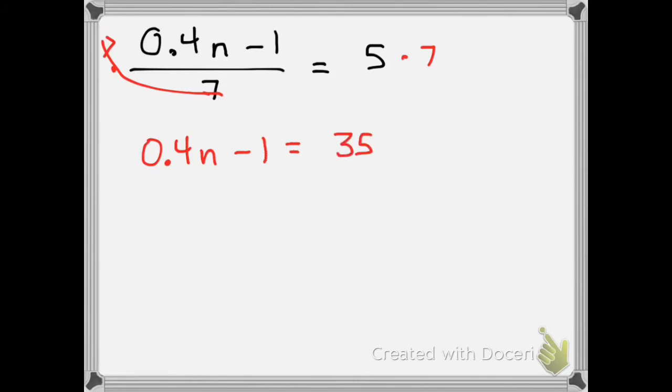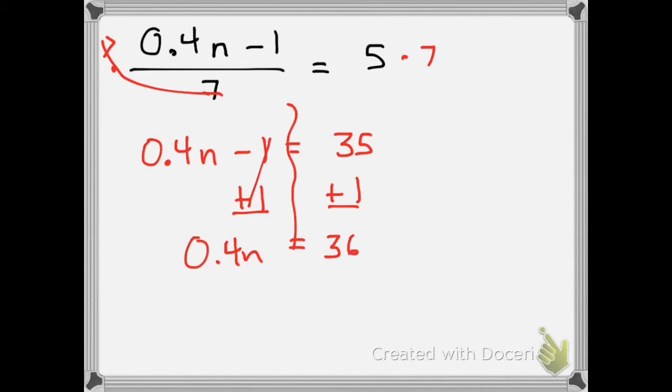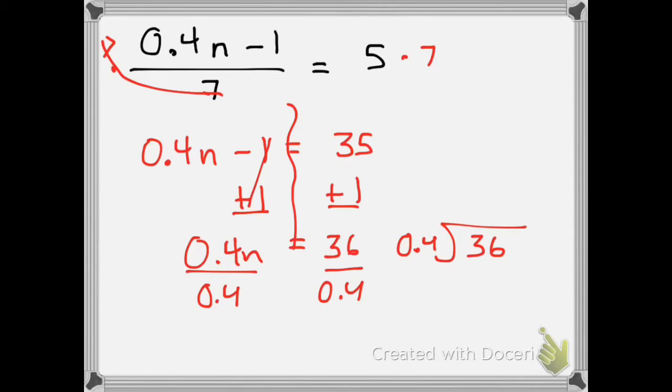Once again, it looks like a two-step equation. We'll add 1 to both sides because we want to isolate that variable. So 0.4n equals 36. And it looks like we divide by 0.4. Let's remember that our bottom number goes on the outside. And with our rules of decimals and division, we can't have a decimal on the outside. So we slide once here, and our decimal is right here.